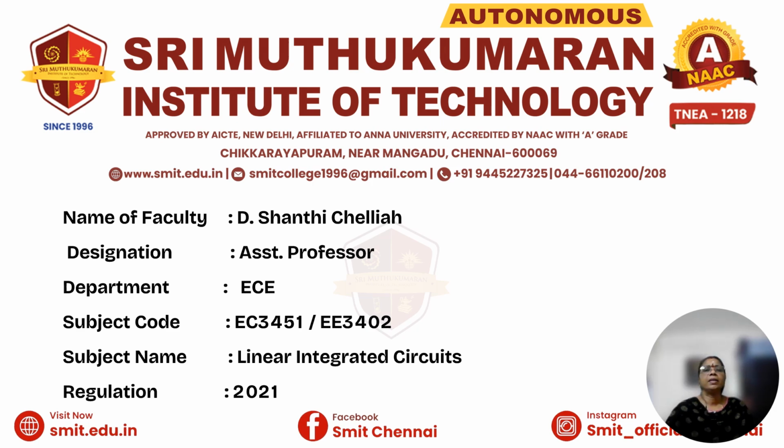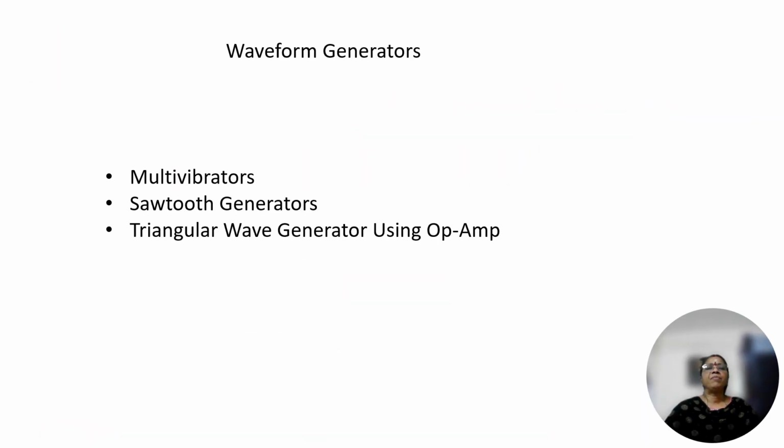Shanti Chalaya, going to discuss multivibrators, sawtooth generator, square wave generator using op-amp in this lecture. The waveform generators are classified as multivibrators, sawtooth generators, and triangular wave generator. Multivibrator is of two types, astable and monostable multivibrator, which is used to generate square wave. Sawtooth and triangular wave generator generates triangular wave and sawtooth wave using op-amp.